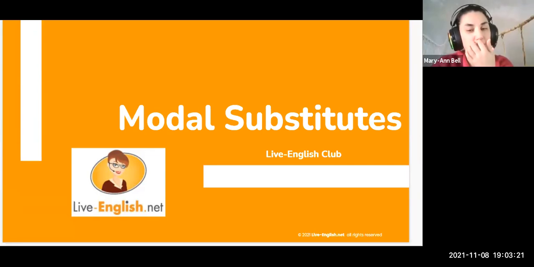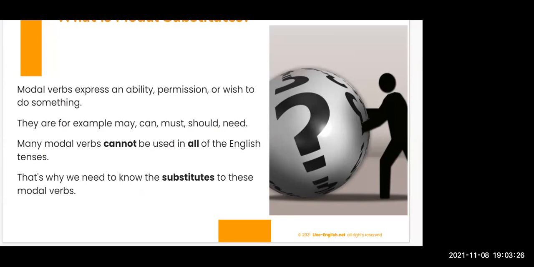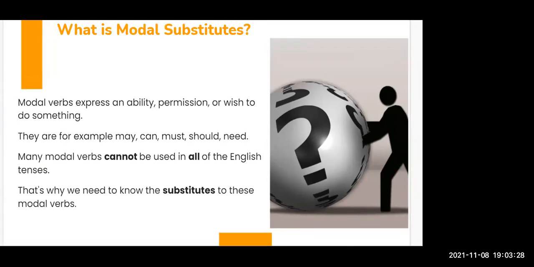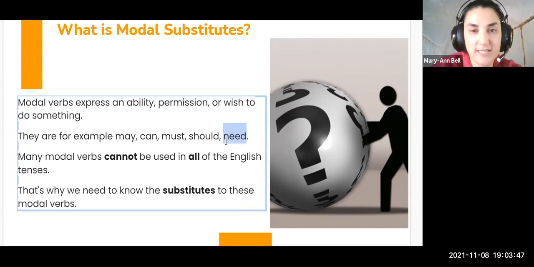Okay, so modal substitutes. So basically, what is a modal substitute? That's the question we've all been asking ourselves. So modal verbs express an ability. They can also express permission or a wish to do something. Okay, so we have some examples such as may, can, must, should, and not really need, shouldn't be there. So we'll cross that one out because it shouldn't be there.